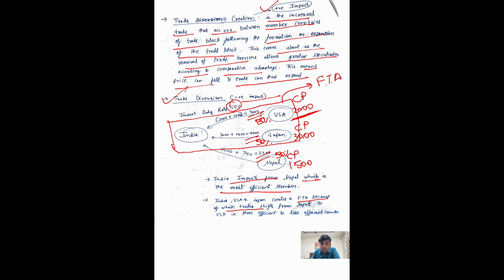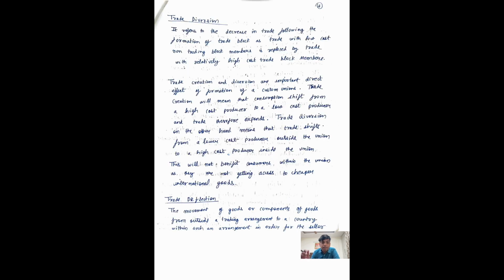So that is why a shift from more efficient to less efficient creates trade diversion. So it is a negative impact because we are using more resources to produce less goods. So it is having a negative impact. Trade diversion refers to a decrease in the trade following the formation of a trade bloc, as the trade with a low cost non-trade bloc member is replaced with trade with a relatively high cost bloc member.